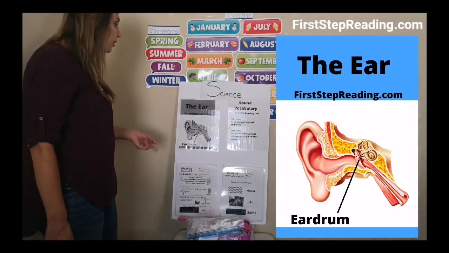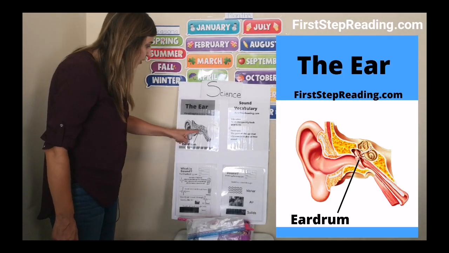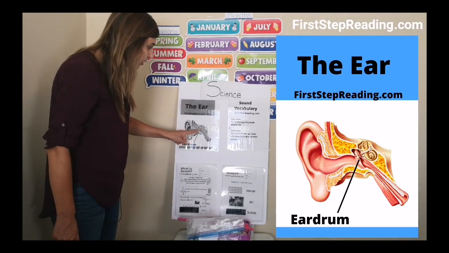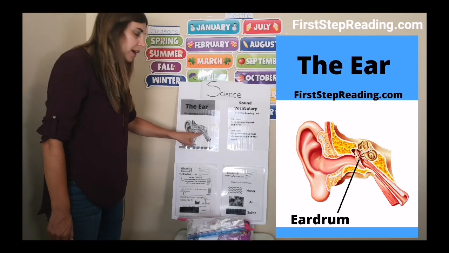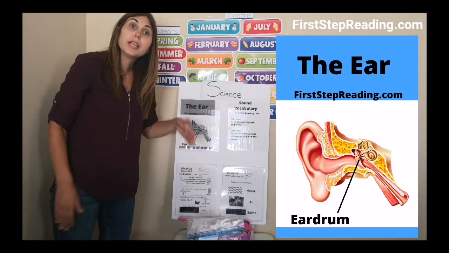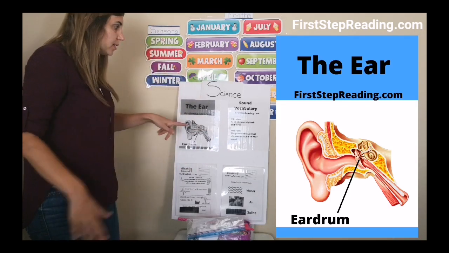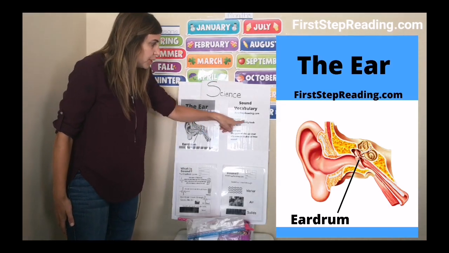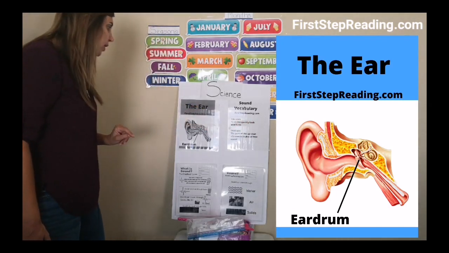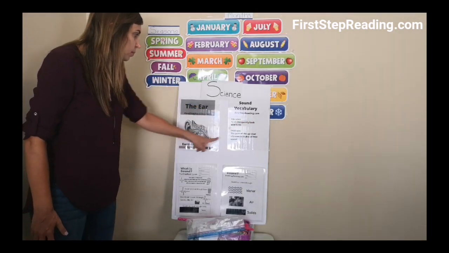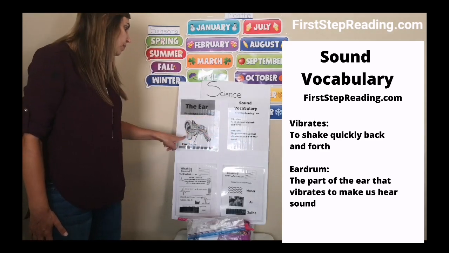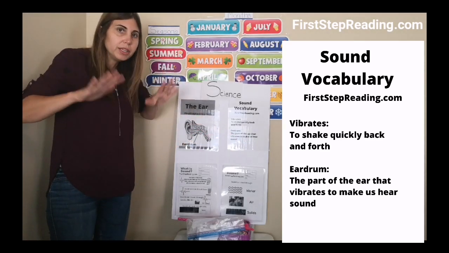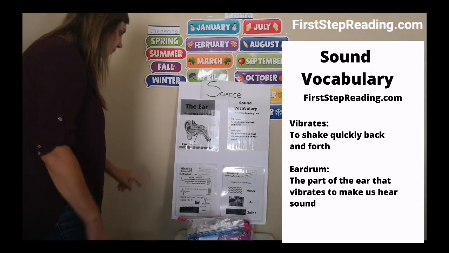So the way that we hear sounds is we have an eardrum in our ear. It's this little flap that separates the front and the back of our ear. And to hear sounds, it vibrates. Vibrates means to shake quickly back and forth. So this is our eardrum, the part of the ear that vibrates to make us hear sound. And vibrates means to shake really fast back and forth.